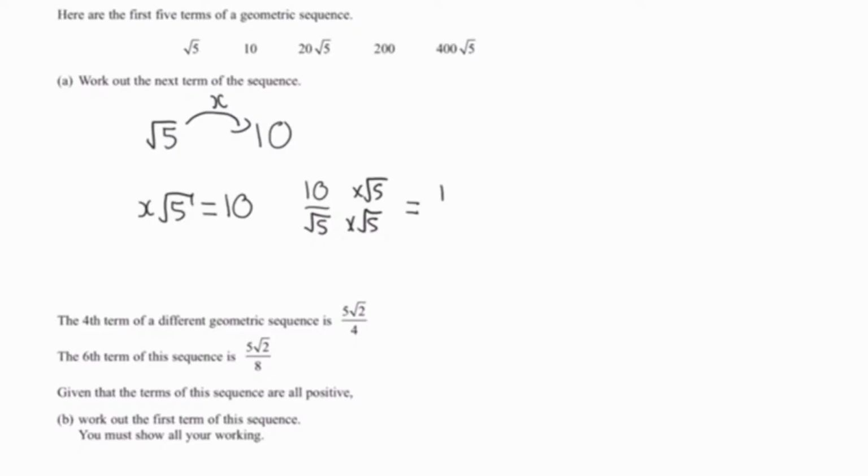So once you do that, you're going to get 10 root 5 on the top, and on the bottom you're going to get 5, which can be simplified to 2 root 5. So x is just equal to 2 root 5. That means in this sequence, to go from one term to the next, we multiply by 2 root 5.